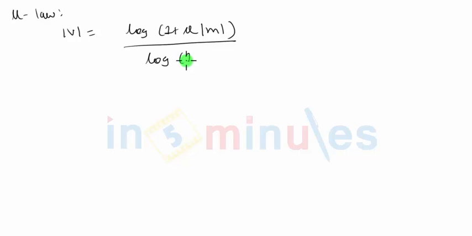So let's see how mu law is defined first. The output level |V| is defined as log of (1 plus mu times |M|) divided by log of (1 plus mu), where mu is a parameter which will control the amount of companding. |M| is the normalized input signal, and |V| is the normalized output signal. If we look at the input-output characteristics of the mu law companding system, then we get a better idea of how this companding process is carried out.